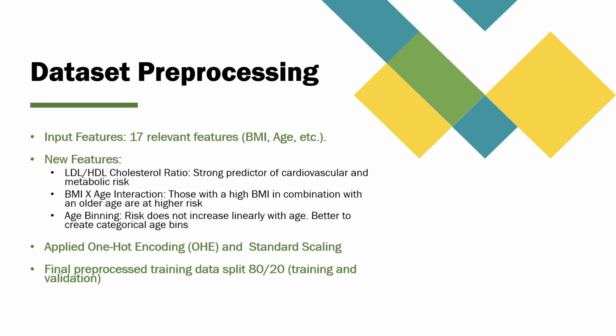The data contained 24 features, with only 17 of them being relevant, such as BMI and age. I introduced 3 new features to aid in the detection of the diabetes diagnosis. First, I introduced the LDL over HDL cholesterol ratio. This is a strong predictor of cardiovascular and metabolic risk, which contributes to an increased risk of diabetes.